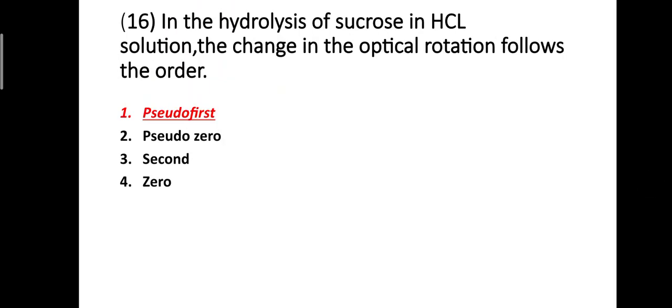Question 16. In the hydrolysis of sucrose in hydrochloric acid solution, the change in the optical rotation follows the order: option number first, pseudo first; option second, pseudo zero; option third, second; and option fourth, zero. And the correct answer is option number first, pseudo first.